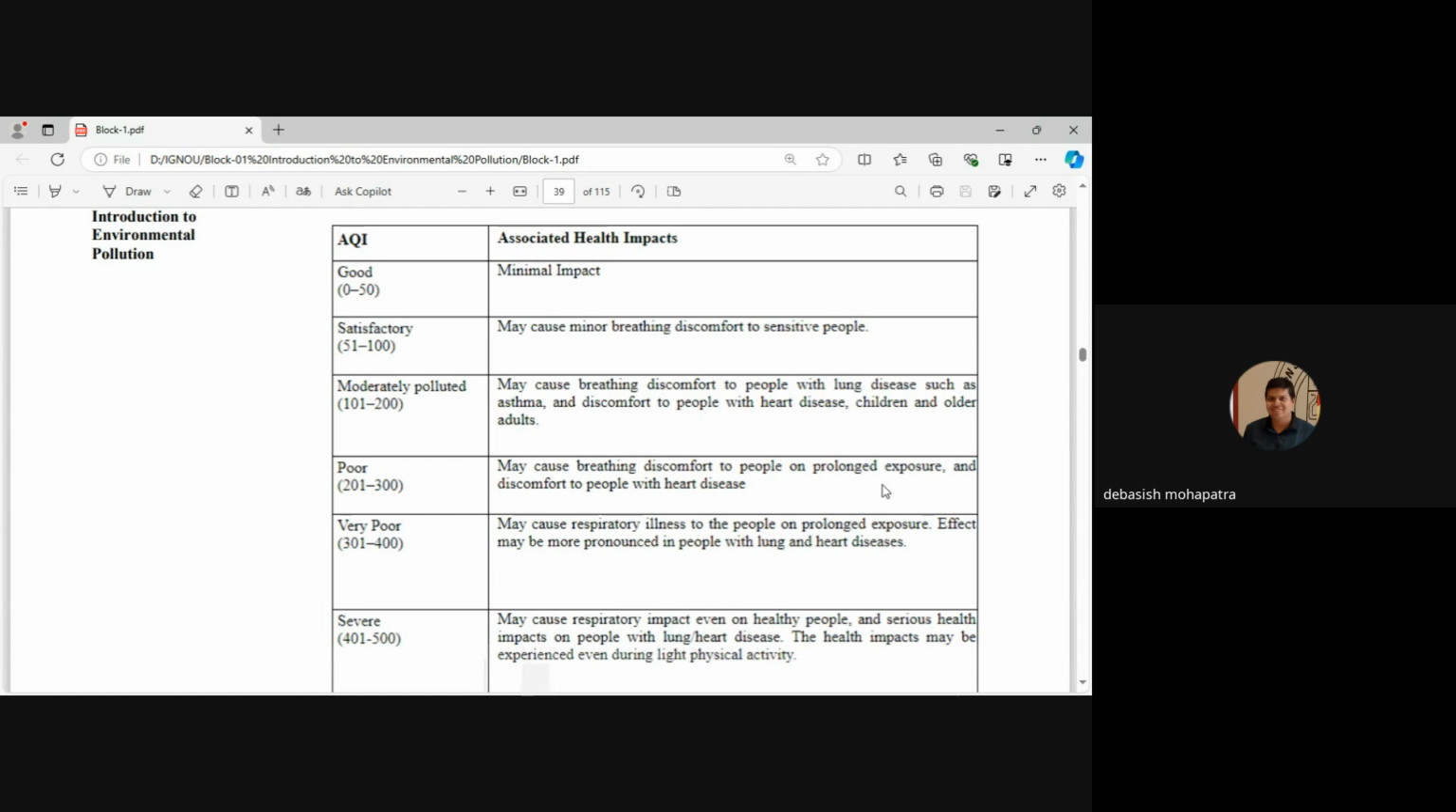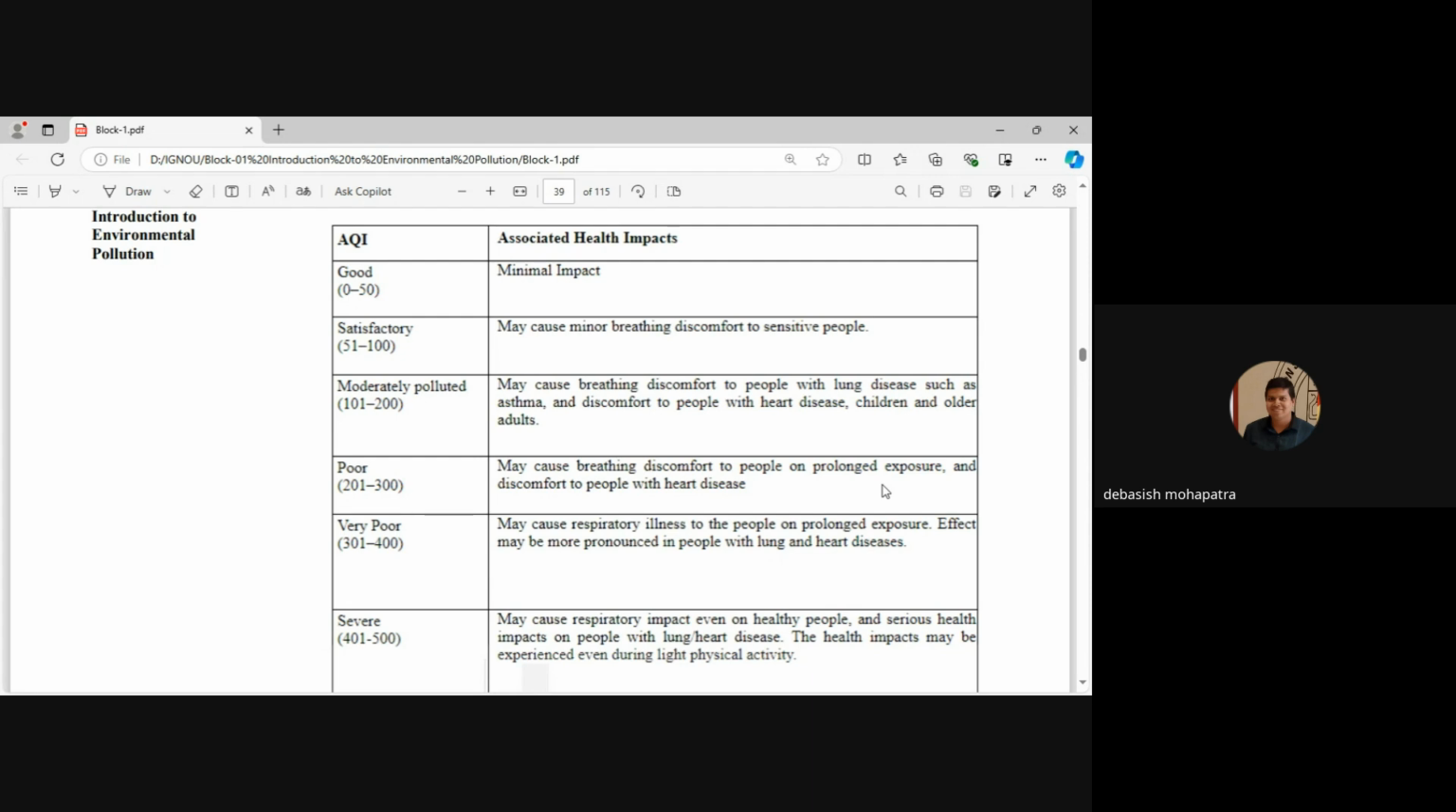Then what are the associated health impacts with the air quality index? If it is good, then minimal impact on your health. Satisfactory may cause minor breathing discomfort to sensitive people. Not all, only the sensitive people will have minor breathing discomfort. Moderately polluted may cause breathing discomfort to people with lung disease such as asthma, and discomfort to people with heart disease, children, and old adults.